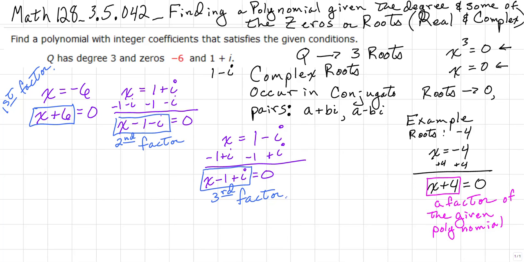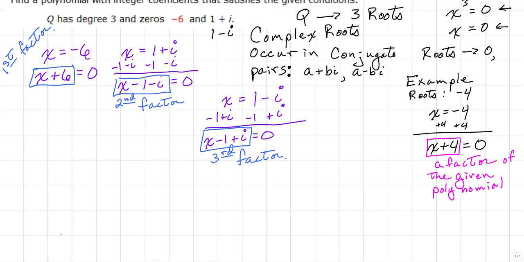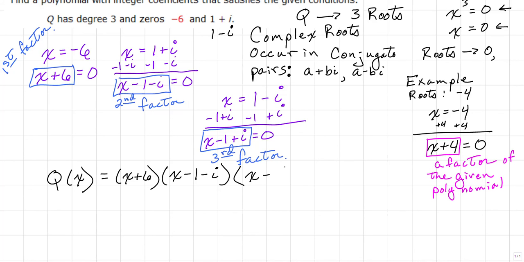So at this point, now that I have three factors, what I can basically state is that q of x, which is my polynomial, is going to be equal to the first factor, x plus 6, times the second factor, x minus 1 minus i, times the third factor, x minus 1 plus i. Now, obviously, we need to go ahead and multiply this out.